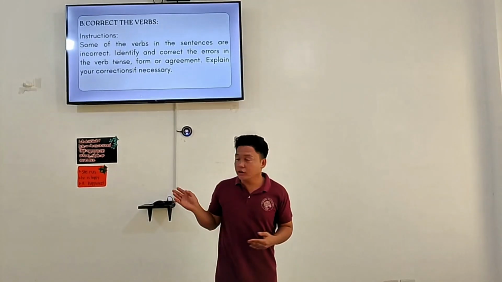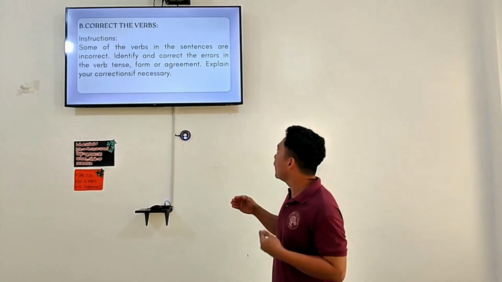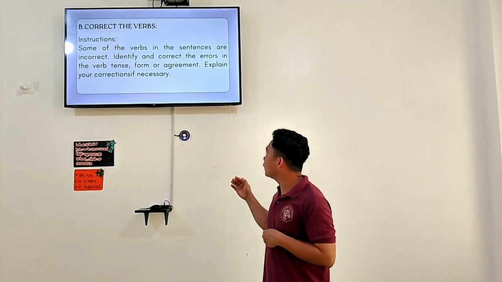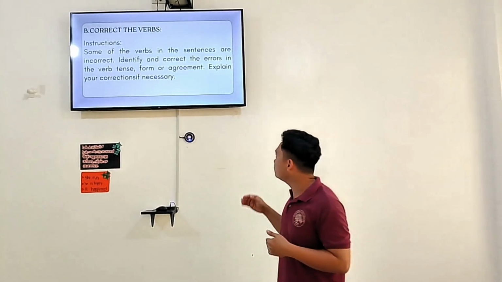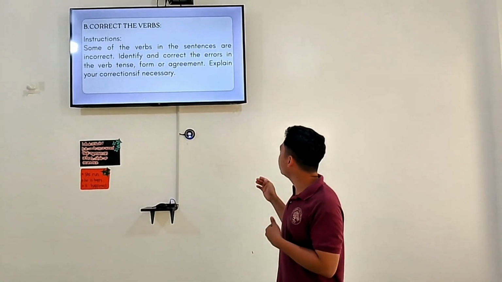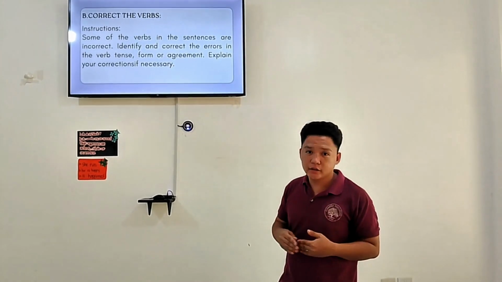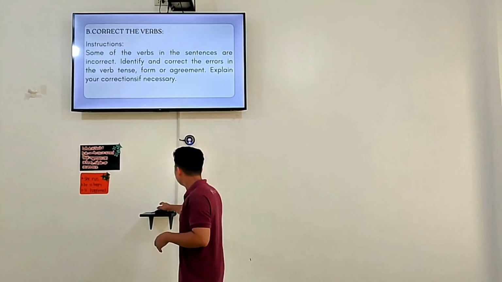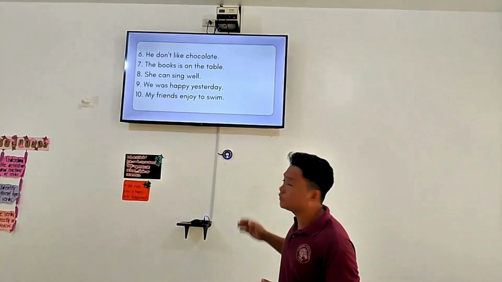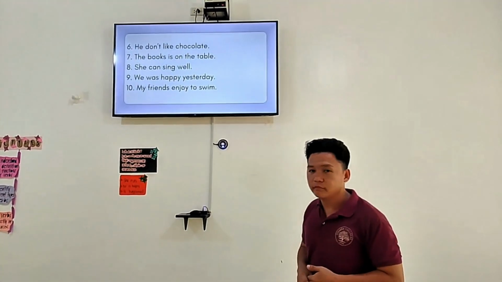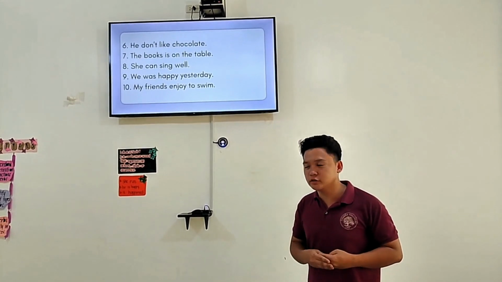So here is letter B. Letter B is correct the verb, and the instruction is: some of the verbs in the sentences are incorrect. Identify and correct the errors in the verb tense, form, or agreement. Explain your correction if necessary. Okay? Okay, let's start to answer letter B. Okay, are you finished? Okay, thank you so much.